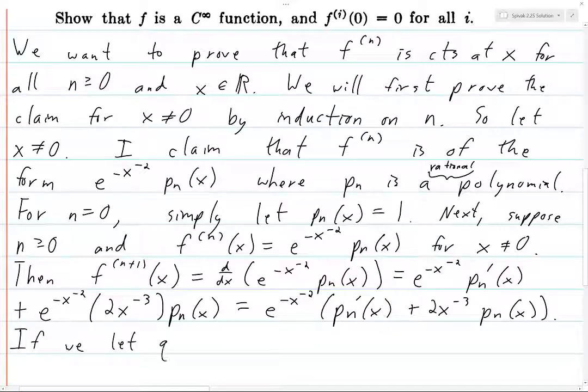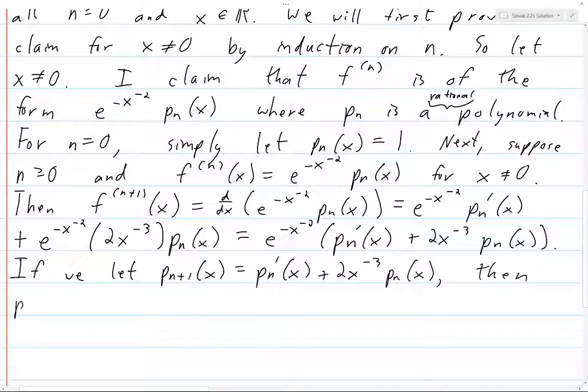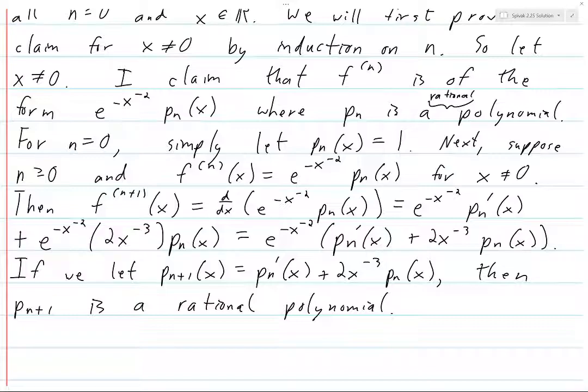If we take P n plus 1 of x, and define it to be the derivative of Pn of x plus 2x to the minus third times Pn of x, then P n plus 1 is a rational polynomial. And I think there's something else here that I'm forgetting about. No, this is fine. Okay, cool. So P n plus 1 is a rational polynomial.